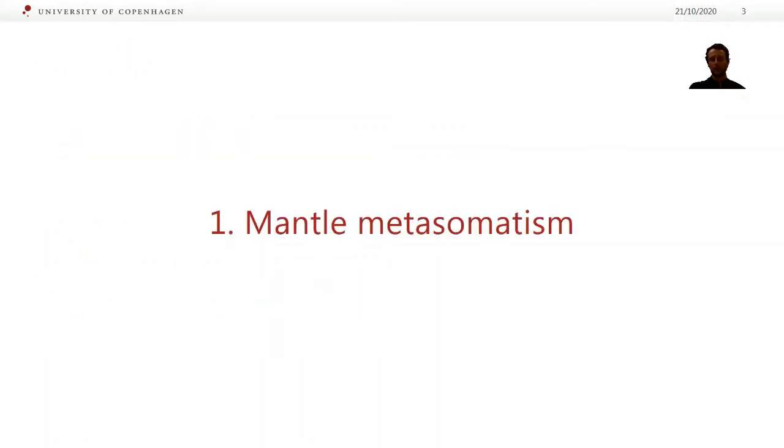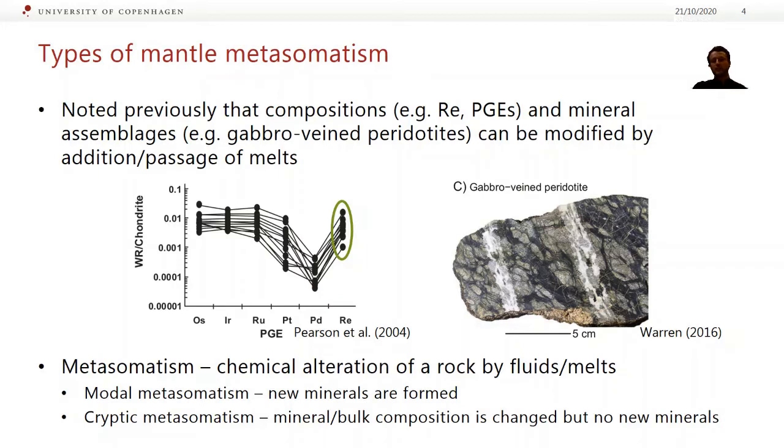Okay, so I've already mentioned mantle metasomatism a couple of times in the previous lectures. I previously noted that certain compositions, I specifically spoke about rhenium enrichment in PGE patterns, and also mineral assemblages, such as the gabbro vein peridotites that you find in abyssal peridotites, can be modified by the addition or passage of melts. So metasomatism is broadly defined as the chemical alteration of a rock by fluids or melts.